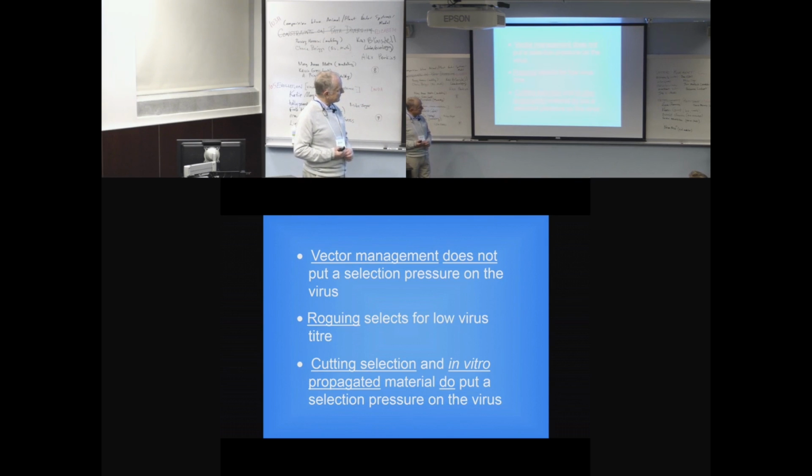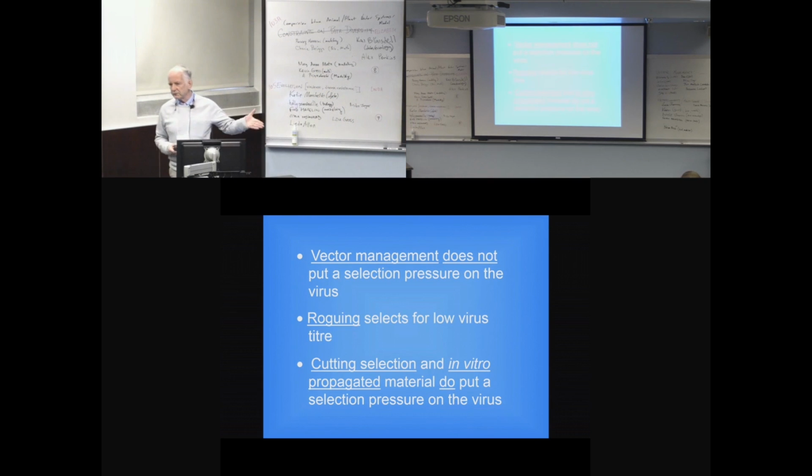However, some of the counterintuitive results that we got were that both cutting selection and in vitro propagated material, which are the prime features used in most propagation schemes for plants propagated in this way, actually do put a large selection pressure on the virus to increase its multiplication rate within plants, given time. Roguing is simply inspection and removal of diseased plants.